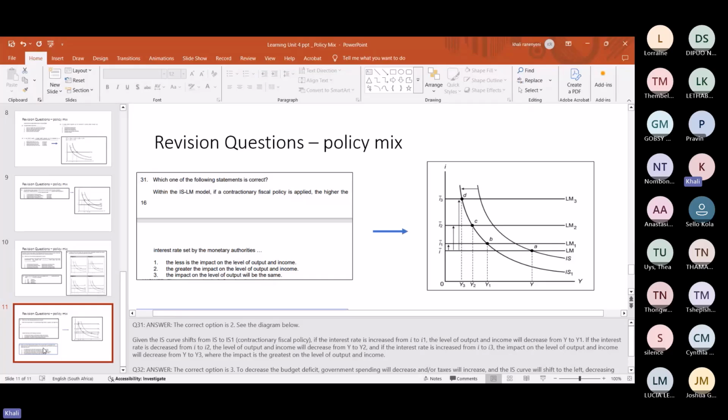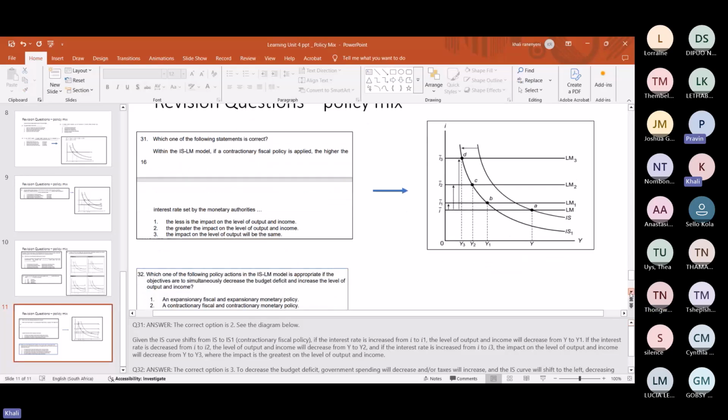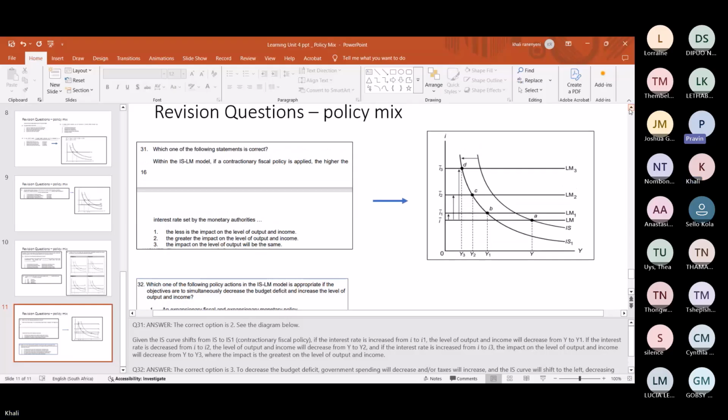Then just the last question before we go, 31. Which one of the following statements is correct? Within the IS-LM model, if a contractionary fiscal policy is applied, the higher the interest rate set by the monetary authorities, the less the impact on the level of output and income, the greater the impact, or the impact remains the same. Which one is the correct answer?